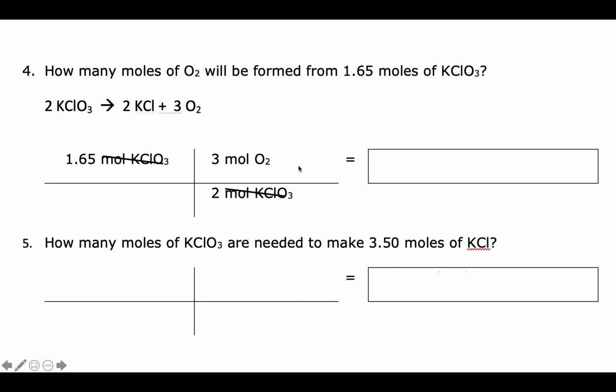Now we cancel out and we have the moles of oxygen. That's what the question was about. Solve it correctly and come up with 2.48 moles. Again, we're 3 significant figures, so we round this to 3 significant figures. Okay, so now number 5.